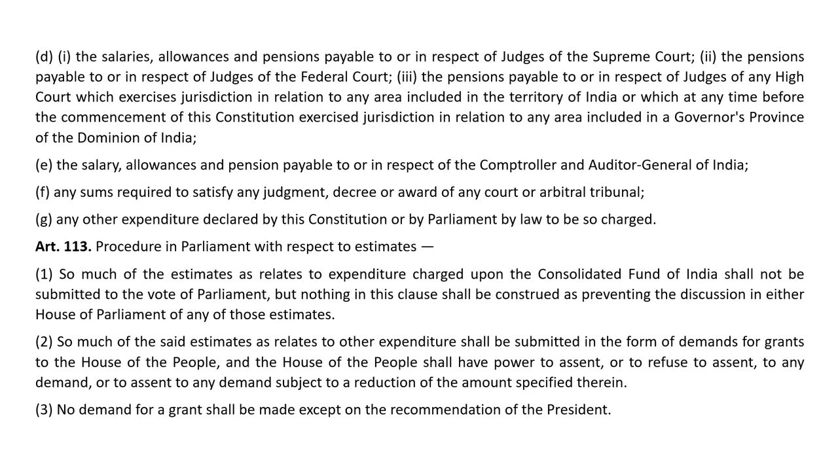demands for grants to the House of the People, and the House of the People shall have power to assent or to refuse to assent to any demand, or to assent to any demand subject to a reduction of the amount specified therein. No demand for a grant shall be made except on the recommendation of the President.